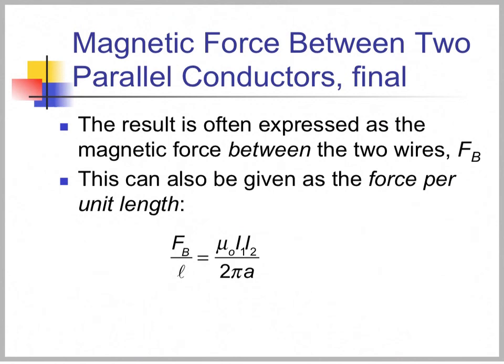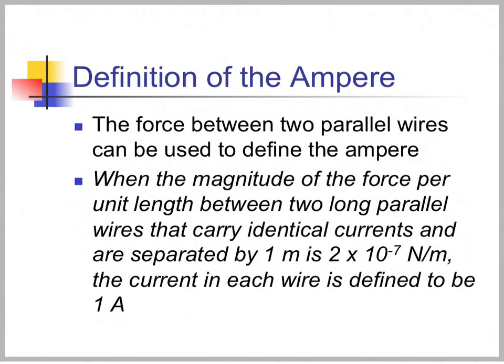So this allows us to define what an ampere is. The force between two parallel wires is used to define the ampere when the magnitude of the force per unit length between two long parallel wires that carry identical currents and are separated by 1 meter is 2 times 10 to the minus 7 newtons per meter. The current in each wire is defined to be 1 amp.